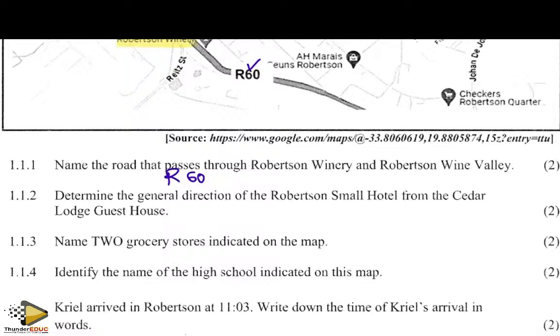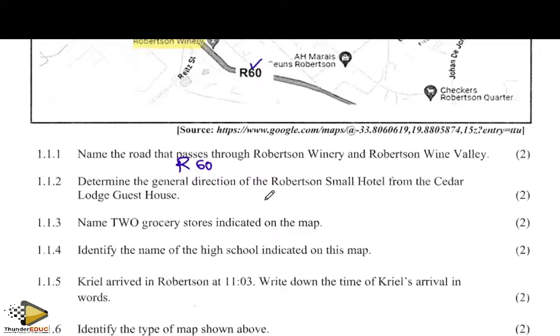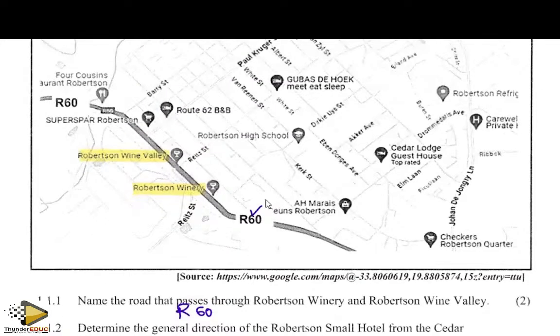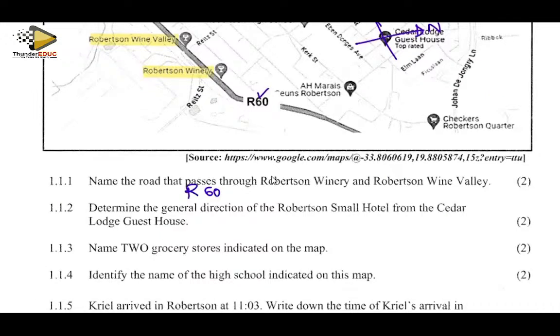Determine the general direction of Robertson Small Hotel from Center Lodge Guest House. So Center Lodge, we are here. Remember, this is north. So we are heading towards Robertson here. So definitely you're going west. So the answer then becomes west.